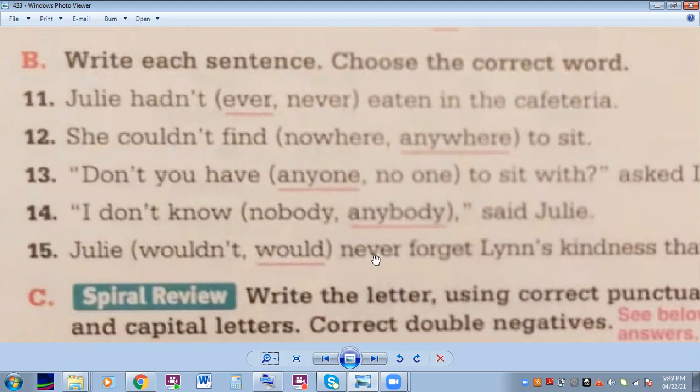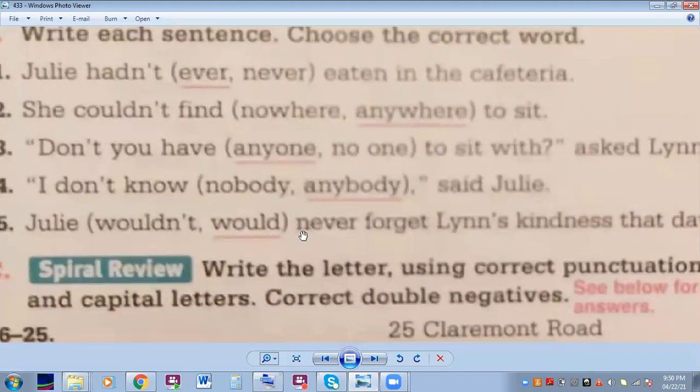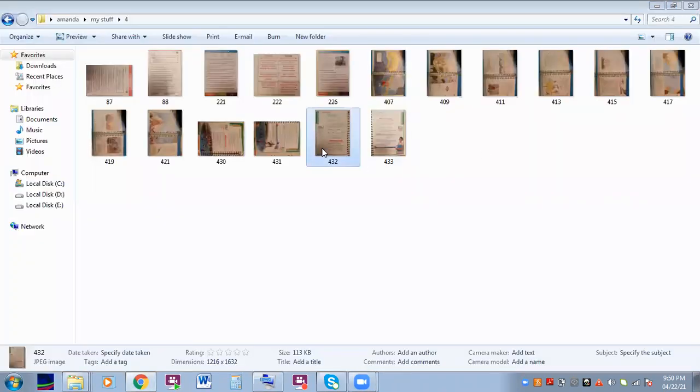Julie wouldn't, never, wouldn't. Julie would never forget Lynn's kindness that day. Okay, we have already in our sentence one negative, the word never. So we have to choose an answer that is not a negative. Would not is a negative, wouldn't. So our answer must be would. Julie would never forget Lynn's kindness that day. All right, let's take a look at the workbook page together.